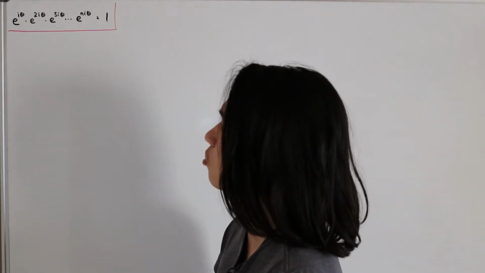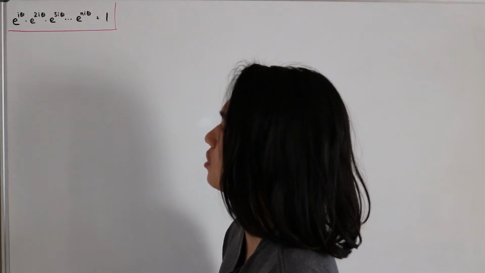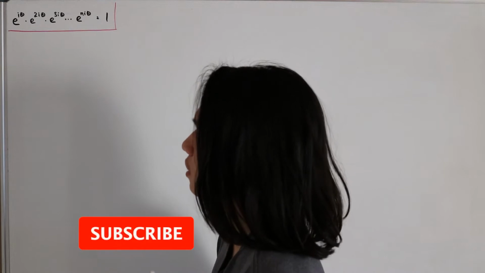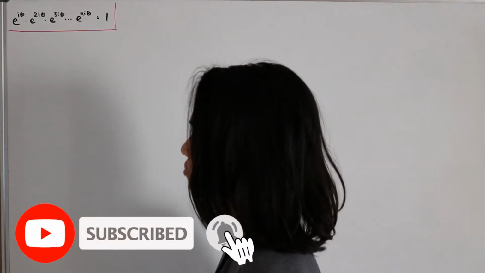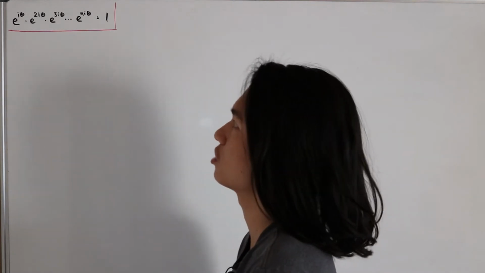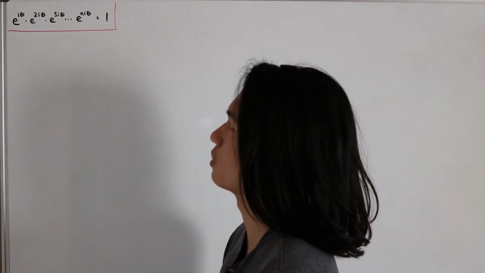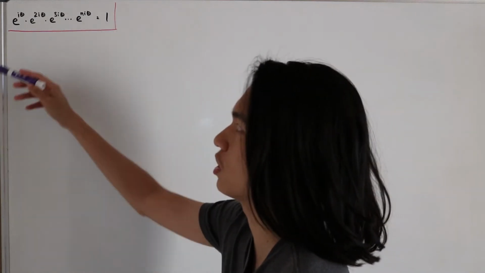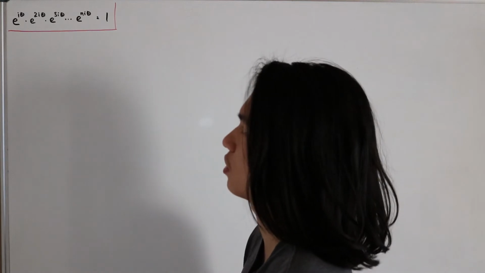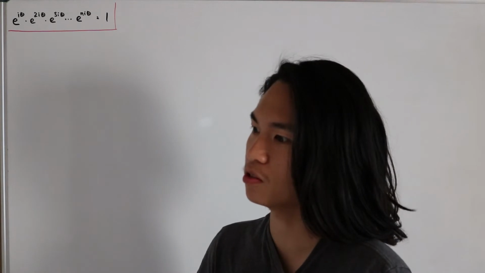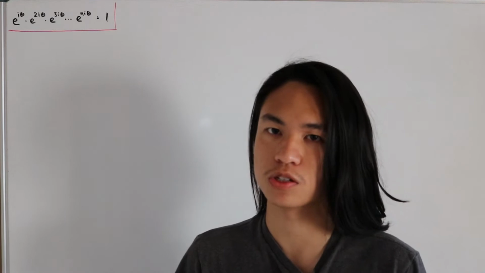Euler's formula product expansion. So we have e to the power i theta times e to the 2i theta, then e to the 3i theta, and so forth, all the way up to e to the power n times i theta, which is equal to 1. Of course, we are being asked to show what the value of theta is such that it satisfies this expansion. There are not too many comments I want to make because I think the work shows it in itself, so I'm just going to jump right into it.